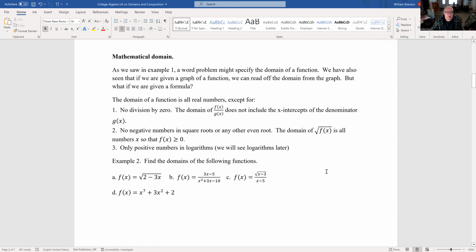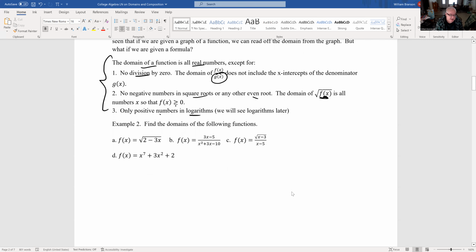So as we saw in example 1, word problems might specify the domain. We were only interested in ticket prices between 0 and 80. So if you're given a formula in general, not in a word problem, what's the actual domain? These are basically the 3 rules. The domain of a function is all real numbers except for 3 cases. One is you can't divide by 0. If g of x equals 0, you have to exclude those points. Square roots, or even roots in general: the thing inside the square root has to be non-negative. And logarithms, which we'll see later, you have to have positive numbers in that.